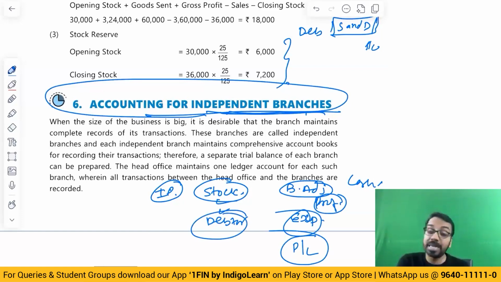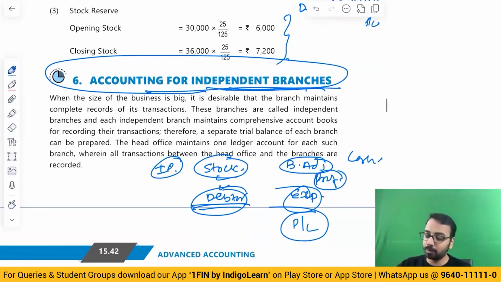Debtors account may be needed to identify bad debts, or if they have to determine sales. So be careful of the balancing figures, right? That is about dependent branches. And now we'll move to the independent branches.